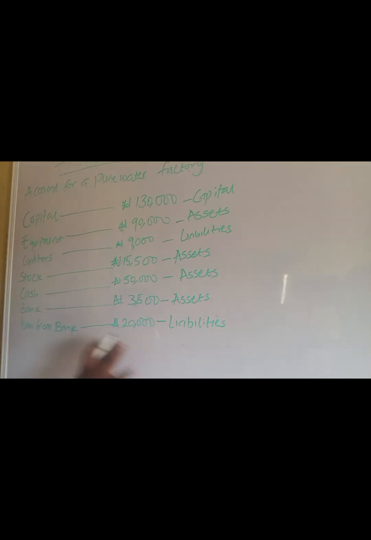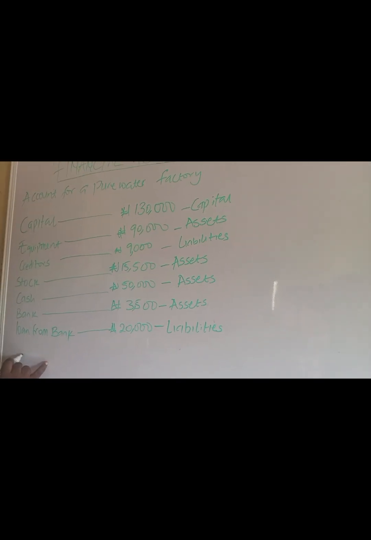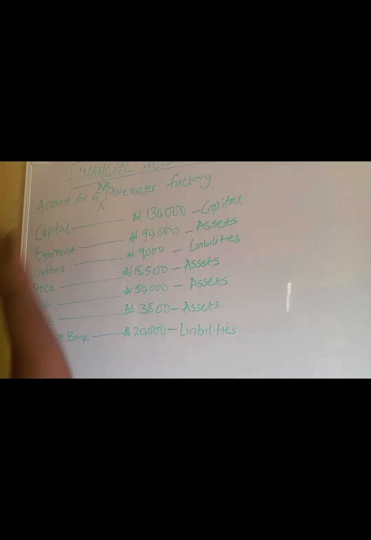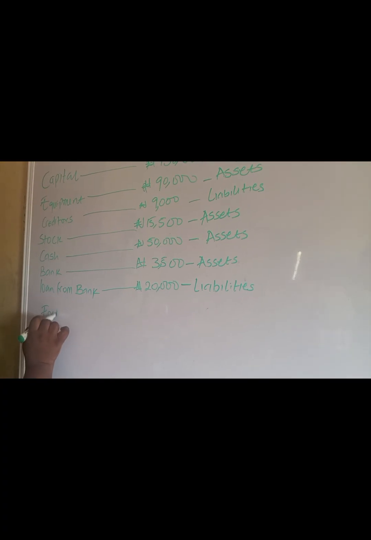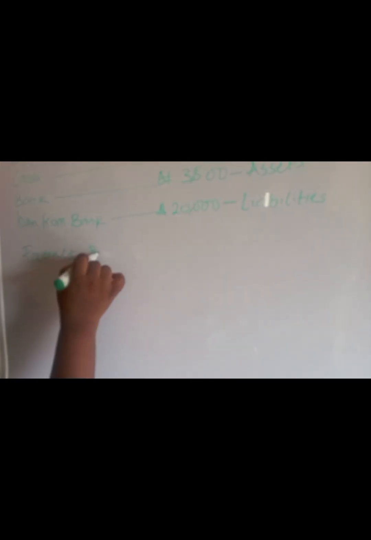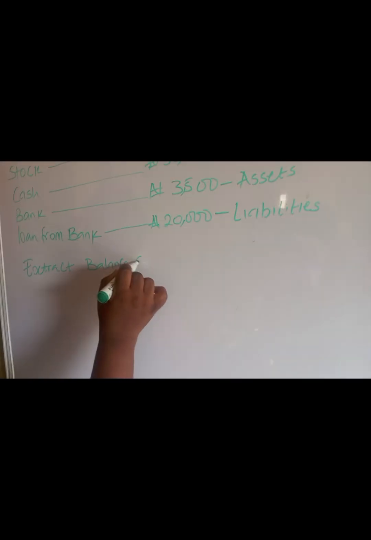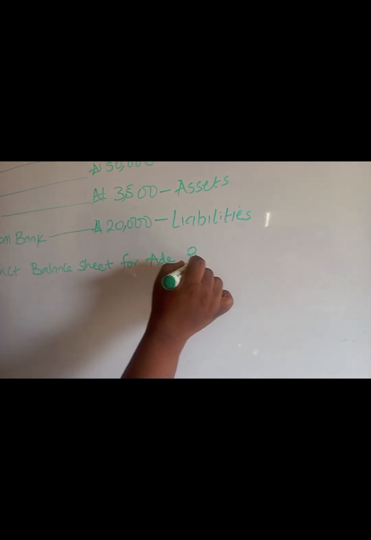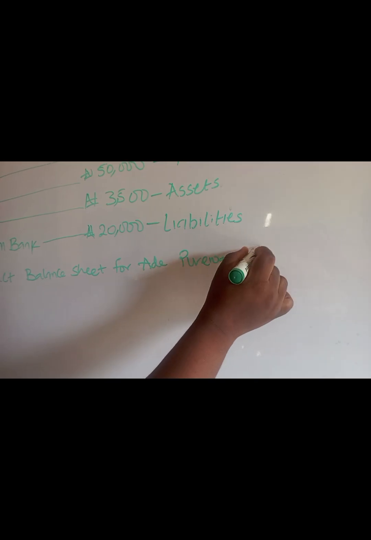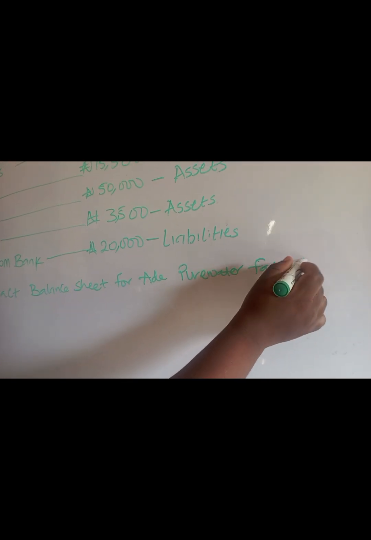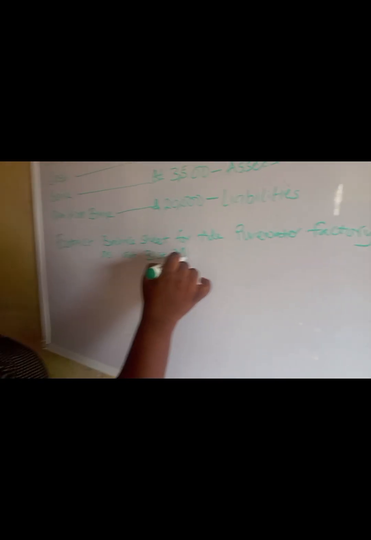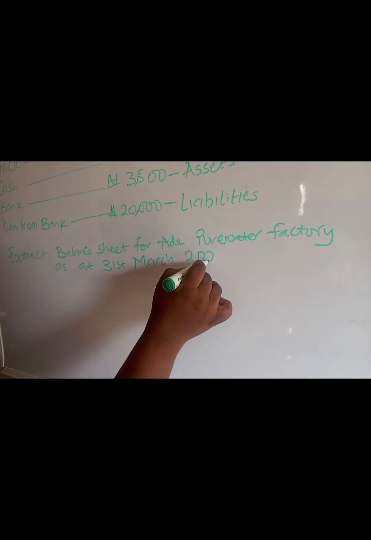Now, it's nice that we have been able to classify this. So now I want us to have an extracted balance sheet for this pure water factory. Let's call the name of the pure water factory AD. So, extract balance sheet for AD pure water factory as at 31st March 2026.